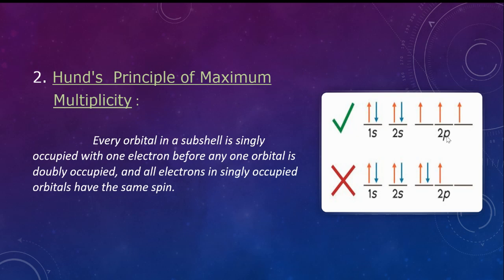I will revise this once again. The second principle, Hund's principle of maximum multiplicity, says that the pairing up of electrons in degenerate orbitals takes place only when all the orbitals are filled with a single electron. Okay, that's Hund's principle. Here we have seen two examples: one is nitrogen and the other is oxygen. Okay, now we will move to the third principle.